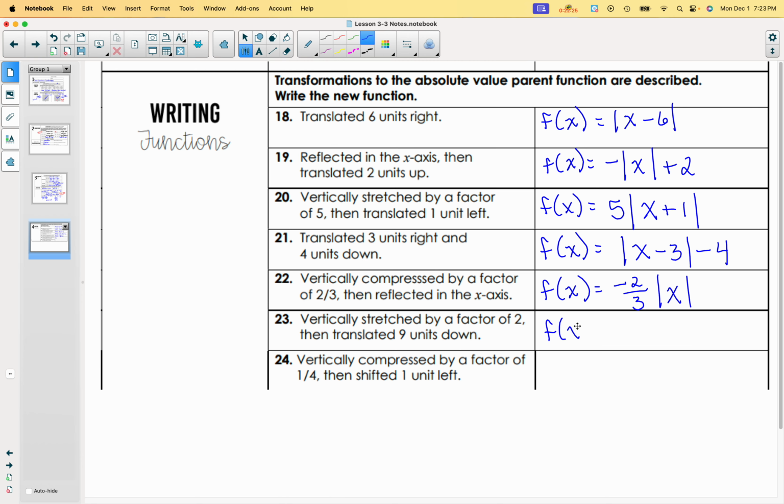Next, we're going to vertically stretch by a factor of 2. So my 2 is going to be multiplied out front, then translated down. So that means there's nothing in the absolute value with the x. It's not shifting right or left. It's just shifting 9 units down.